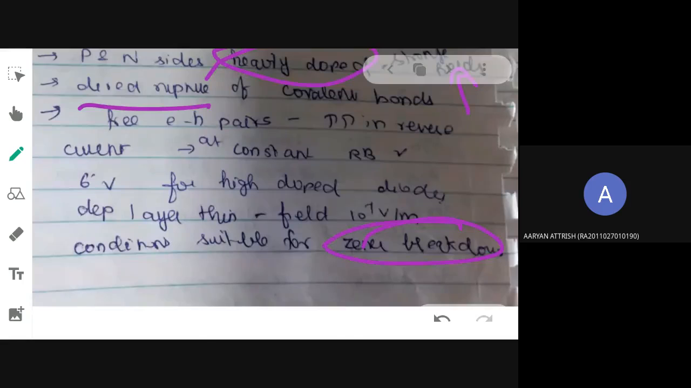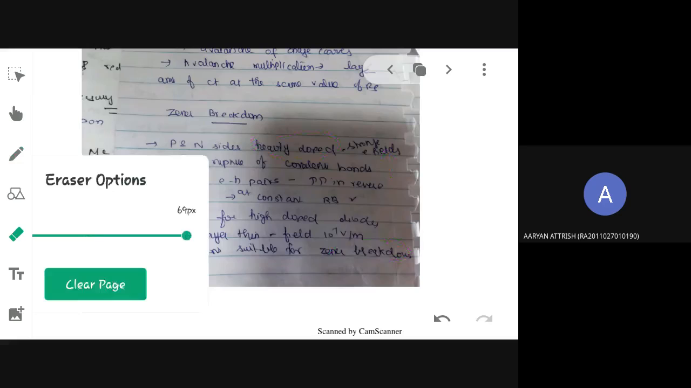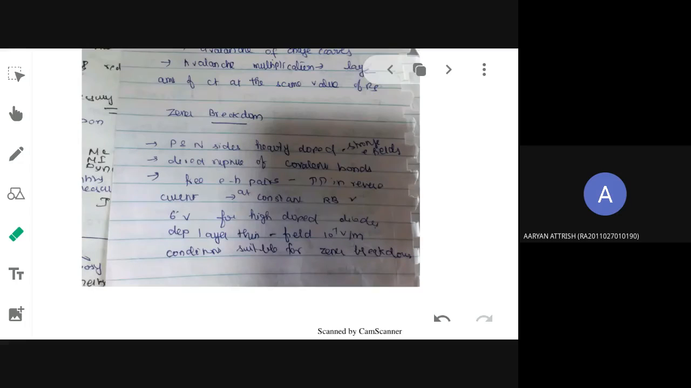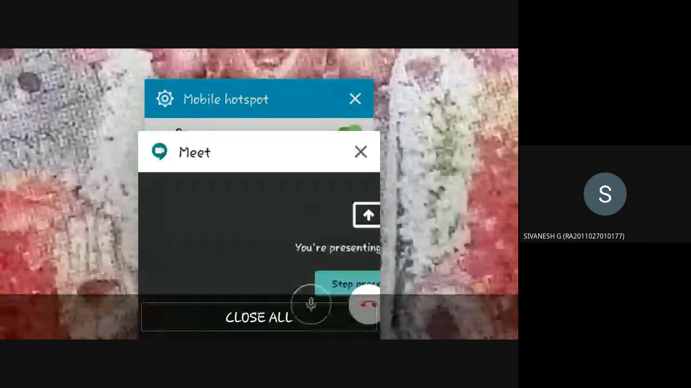Okay. So with this we will close class. We have discussed what two types of devices today? PN junction diode and Zener diode. We have discussed the construction, symbolic representation, the characteristics, and the two biasing conditions. What are the two biasing conditions that you have? Forward and reverse bias. So all of you understood?